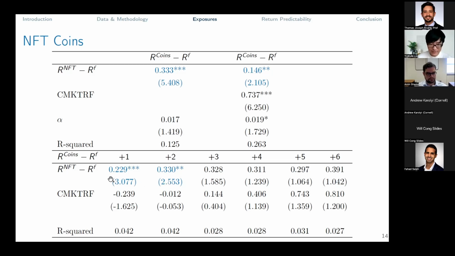And that effect has a significant lag. If you look at the time series, essentially, when the NFT market goes up, at the same time, those coins about NFTs are going to go up, but it takes a long time for them to completely absorb that effect, more than 2 weeks.